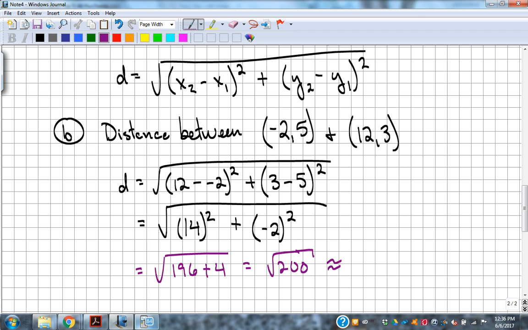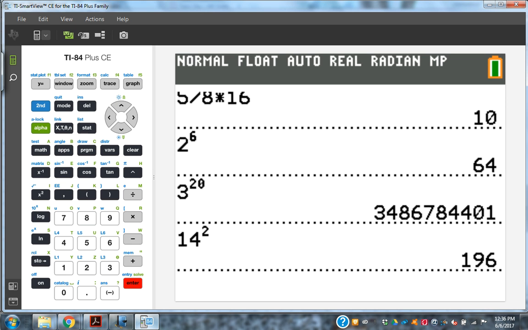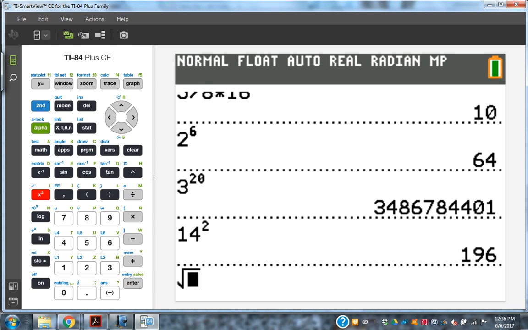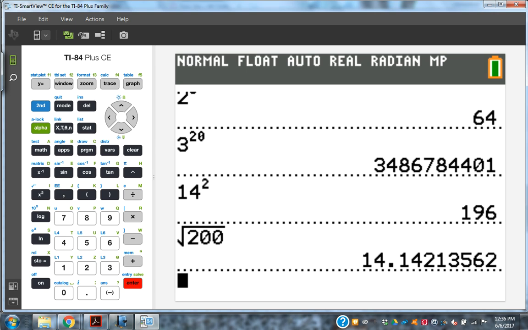And you know, to do a square root with the graphing calculator, there's not just a single button you have to press. You have to press the second button, which is the blue button, and then the x squared button, and that gets you a square root of 200. And hit enter. And it's about 14.14.